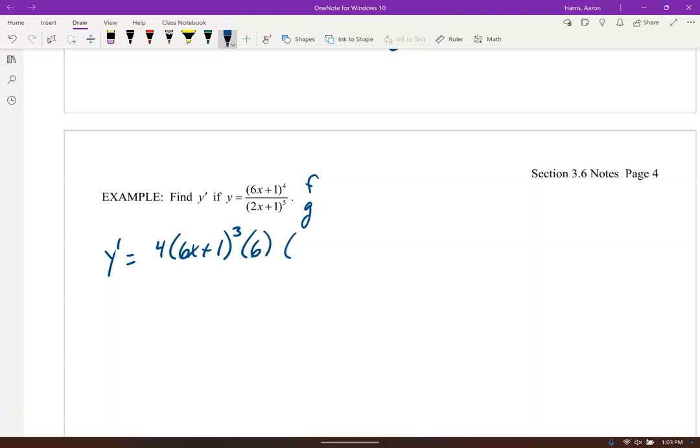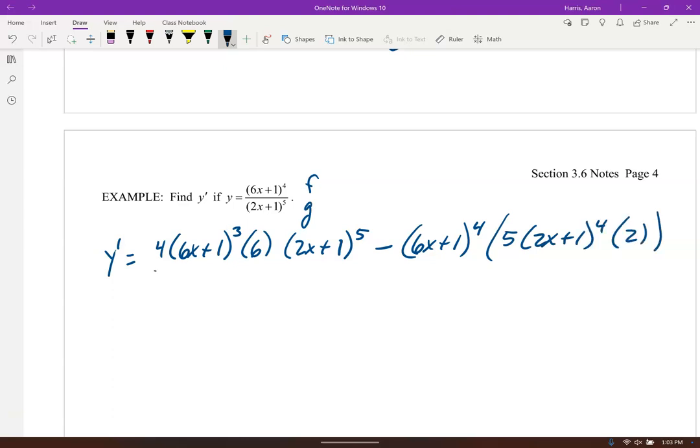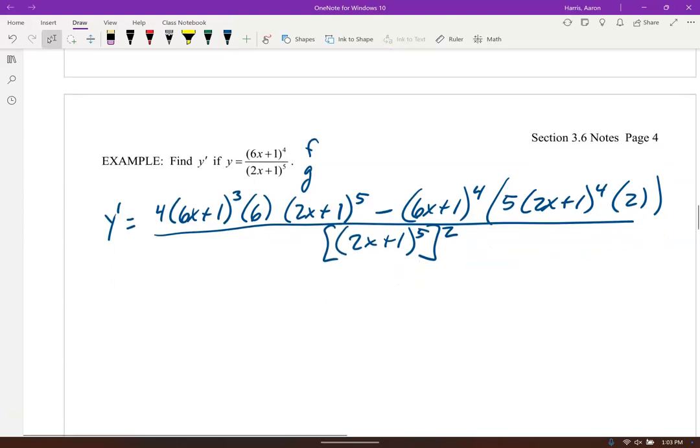Times the bottom. So this bottom just stays the same. Times the bottom. Minus the top. And now the derivative of the bottom. Again, chain rule. 5, 2x plus 1. Now it's got to be the 4th, and the derivative of 2x, which is just 2. All over bottom squared. And now we just got to clean this up.